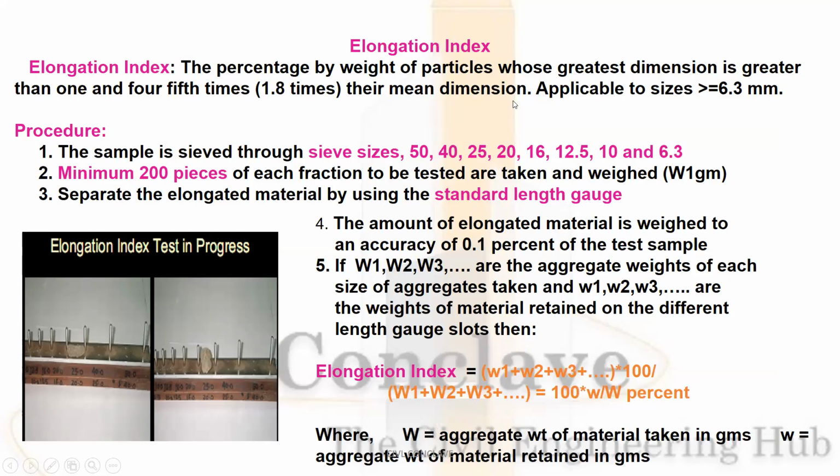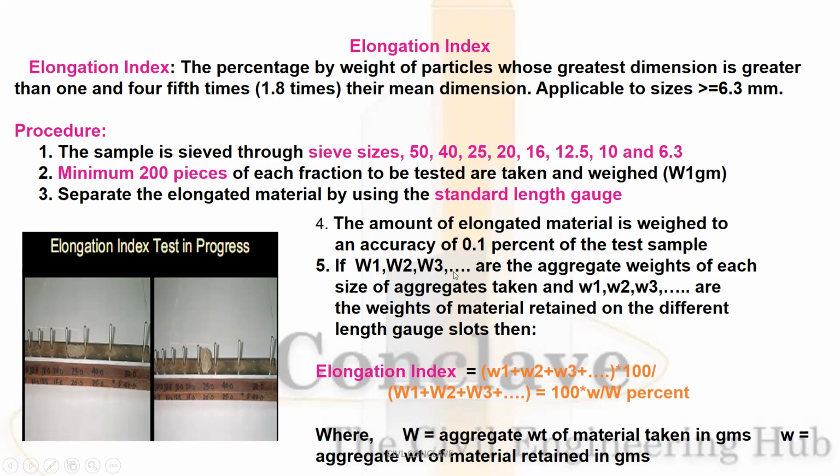Then the elongation index. This is the percentage by weight of particles whose greatest dimension is greater than 1 and 4/5 times, that is 1.8 times, the mean dimension. Procedure: the sample is sieved from 50 to 6.3 mm. A minimum of 200 pieces has to be selected and weighed, which we know as capital W. Separate the elongated material using a standard length gauge. This is a length gauge. The amount of elongated material is weighed to an accuracy of 0.1% of the test sample.